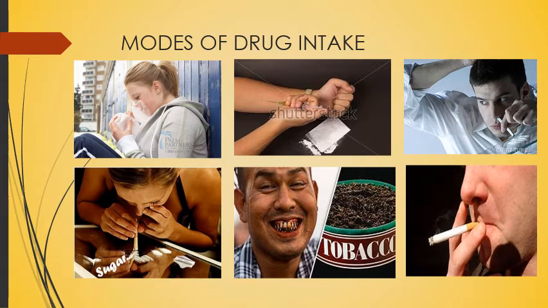The third is sniffing, that is, taking by smelling. The fourth one is snorting, that you are just taking the drug through a particular straw, pulling it inside, that is snorting. The fifth one is oral ingestion, specifically for tobacco. And the last one is smoking. So the first is inhalation, then injection, then sniffing, snorting, oral ingestion and smoking.